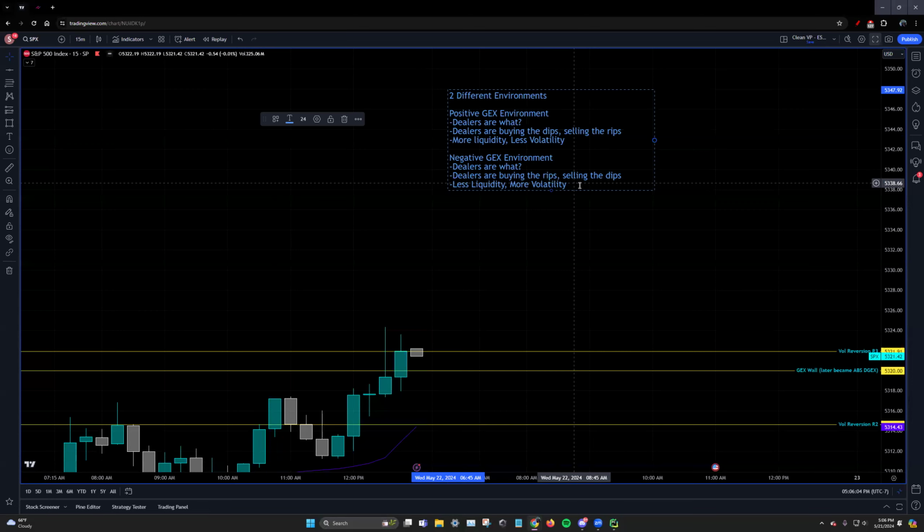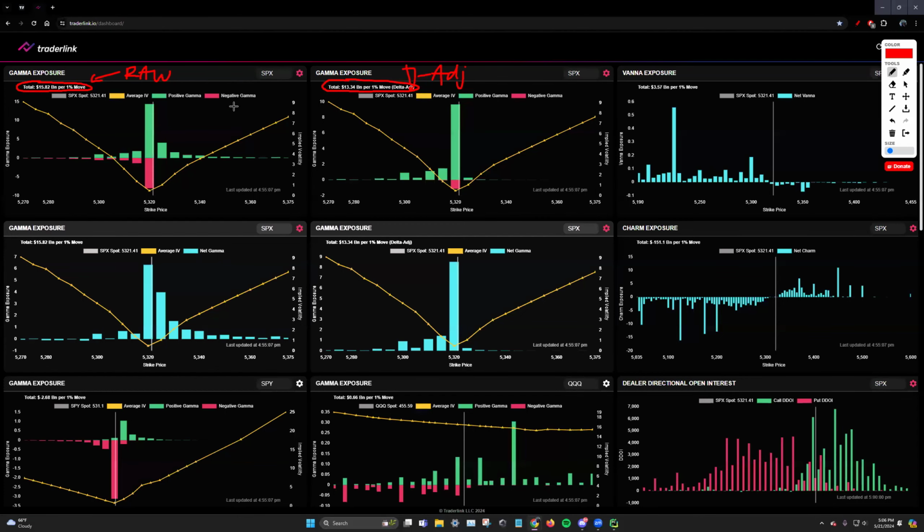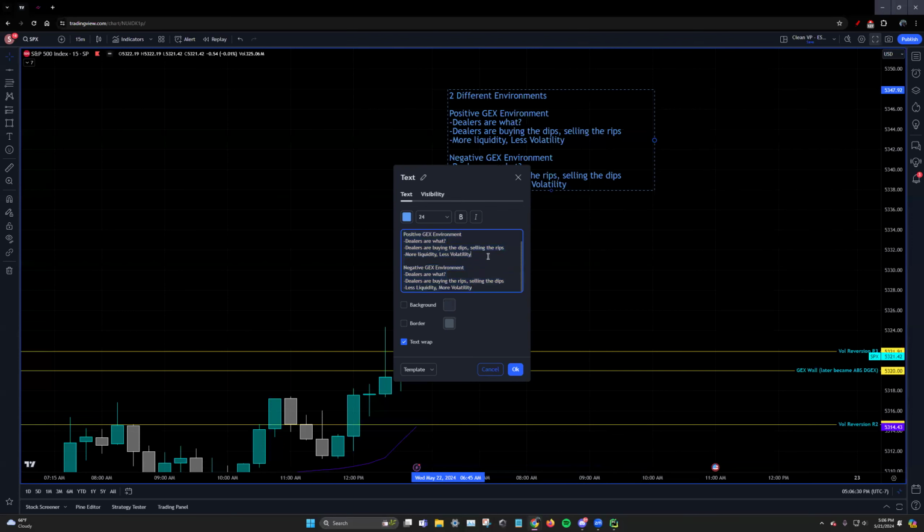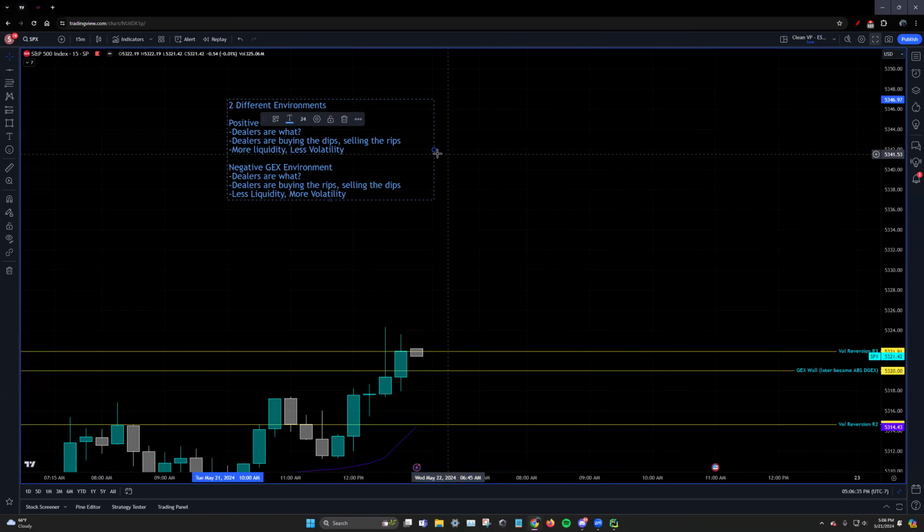So where were we? Less liquidity, more volatility. And you can tell by the amount over here whether or not we're positive. So this is positive 15.82, right? Obviously, if it's negative, it'll be like negative 7.xx or whatever. That's the very basic of positive GEX. When it comes to positive GEX environments, we'll start another one actually.